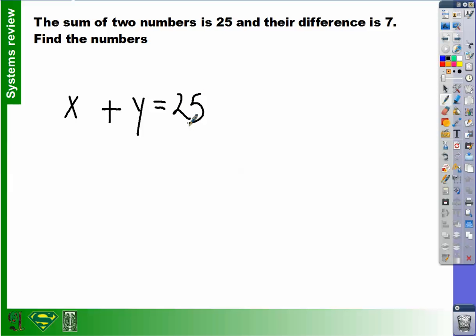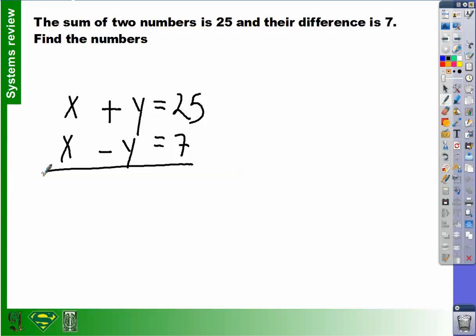Again, this is a system of equations, so we need a second number sentence. And luckily, we find that their difference, what does difference mean? It means subtraction. Their difference is 7. And the numbers are still going to be the same, so it's X and Y. So I have a simple system of equations.